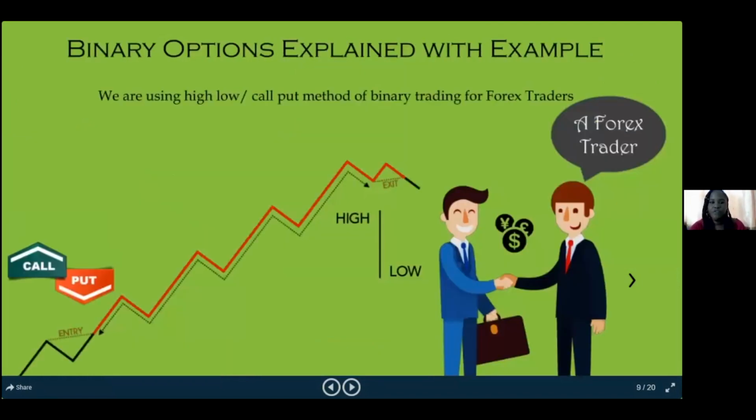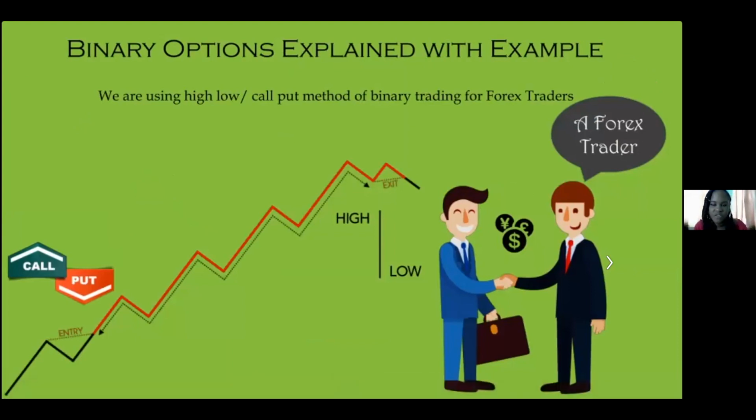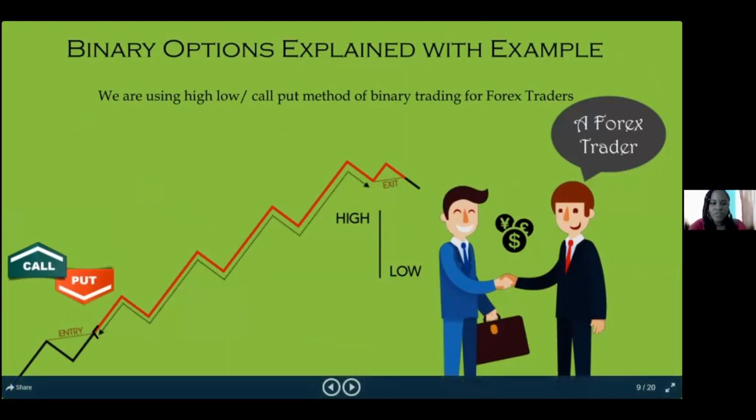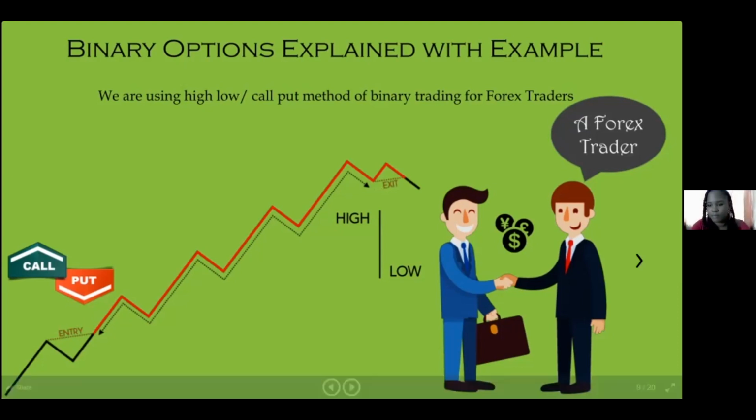All right. So for an example, we are using the high-low call put method of binary trading, as we mentioned before. All right. So if you look over here, you would see that this is the entry, okay, or the strike price. All right. So if we hit a call at this strike price and the price goes all the way up to here, all right, by the time the trade expires, we are in the money. We have won that trade.